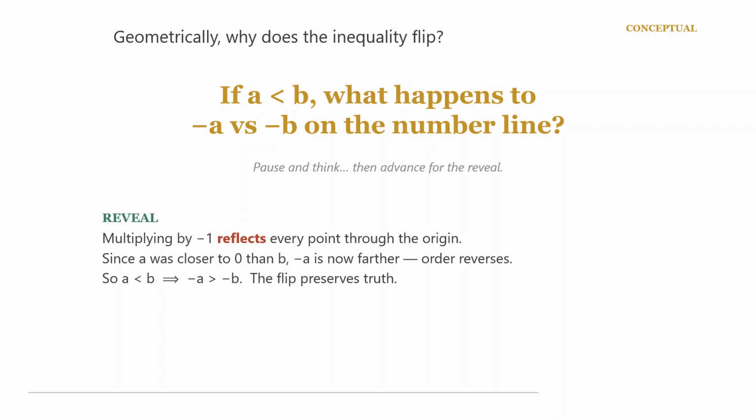The flip preserves the truth of the statement under that reflection. It is not an arbitrary rule. It is bookkeeping for what the geometry already did when you negated. This same logic is why negating an objective function turns a maximization into a minimization, the same monotonic decreasing transformation.